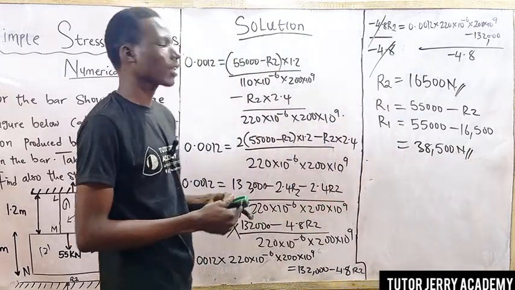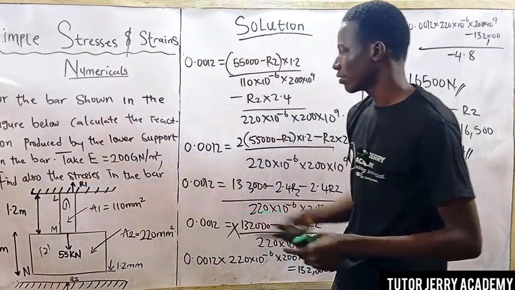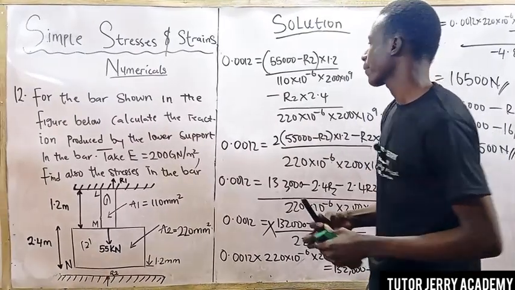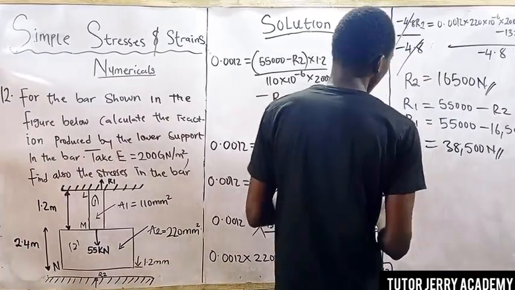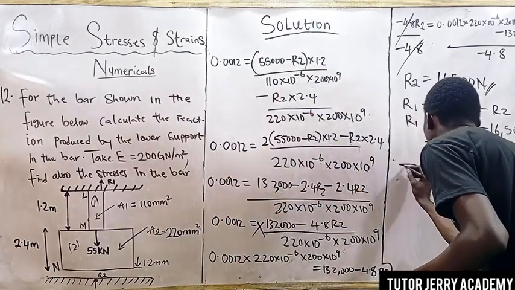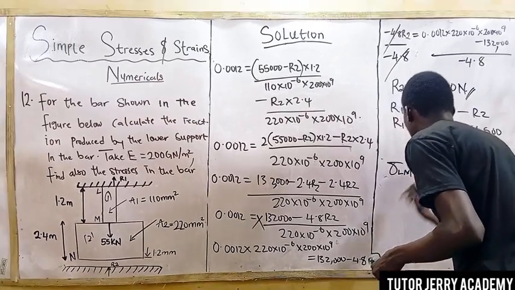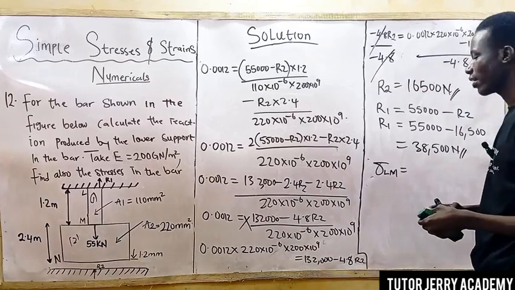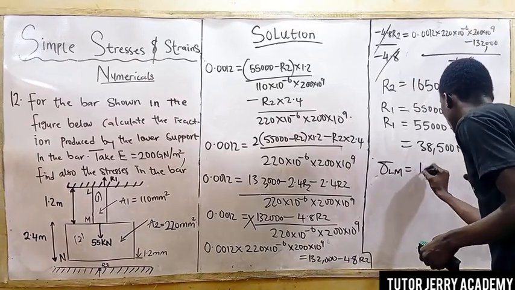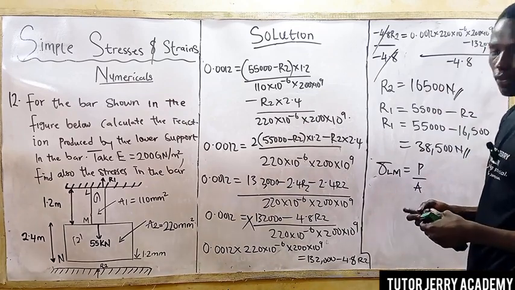so next, what are we going to be doing? The question says, find also the stresses in the bar. So let the stress for the first bar be denoted by sigma 1. We are going to denote our stress for the first bar to be sigma 1, which is equal to nothing but what? P all over area. Of course, we know this is the formula for stress.